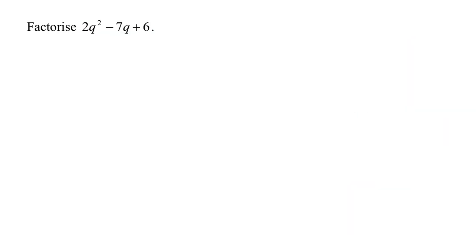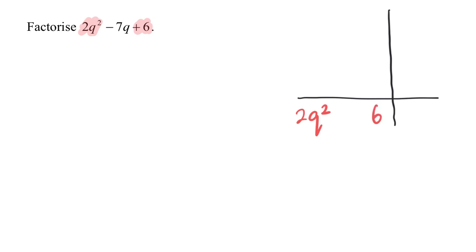Hello everyone, welcome to this video where we are required to factorize 2q squared minus 7q plus 6. So I'm going to make use of the cross chart to help me do that. So 2q squared and positive 6, 2q squared, positive 6, and my negative 7q. So at this part will be the plus, and here will be the multiply.